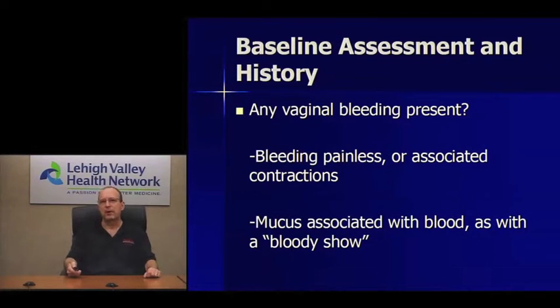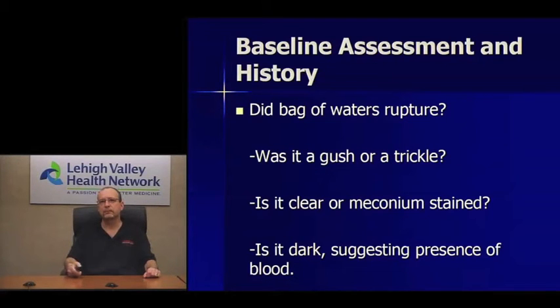Part of our baseline is, do we want to know if there's any vaginal bleeding? Is the bleeding painless, or are there some contractions with it, or some pain? Was there mucus associated with the blood, as with the classic bloody show? Did the bag of waters rupture? Was it a gush or a trickle? Is it clear, or was there some meconium staining, which would be like a greenish brown staining, stool from the baby? Or was it really dark, suggesting the presence of blood?